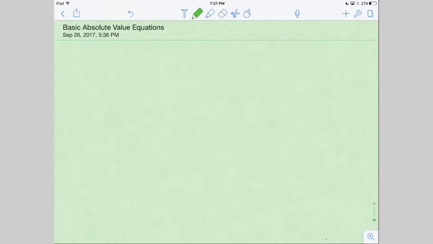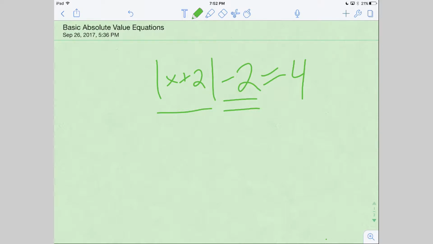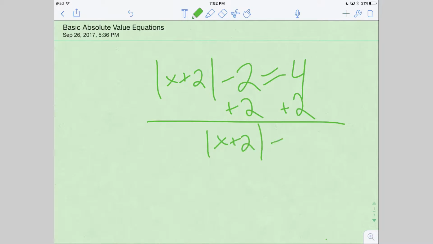So now the next thing is if we have something outside, like addition or subtraction outside. So if we have something like the absolute value of x plus 2 minus 2 equals, we will say, 4. Now look, this minus 2 is outside of the absolute value. So what we want to do here is get this absolute value alone on its own side. Because this is outside the absolute value, we can just get rid of it like normal. So now we have that the absolute value of x plus 2 equals 6.